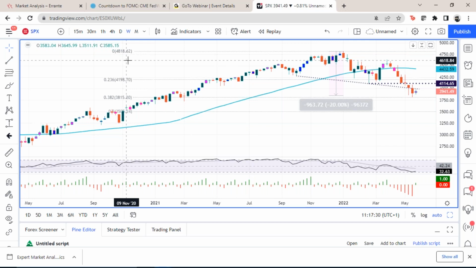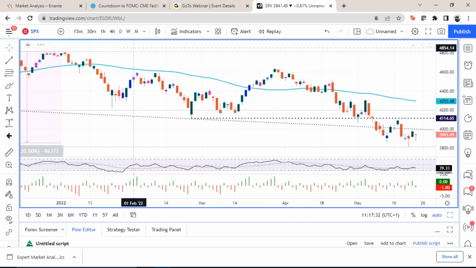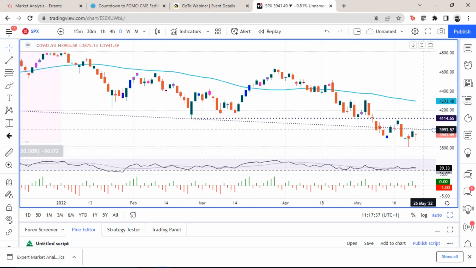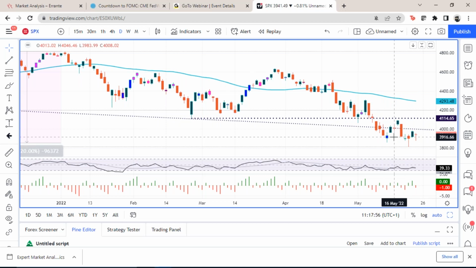Upside, of course, potentially we get bear market rallies. We'd have to get through that short-term resistance trend line there around 4,000, and then above there we might get back into some range trading, because we'd have to push on, we think, above that 4114 level to really slow this downtrend and get out of this bearish mentality.